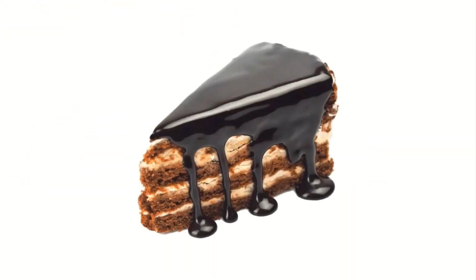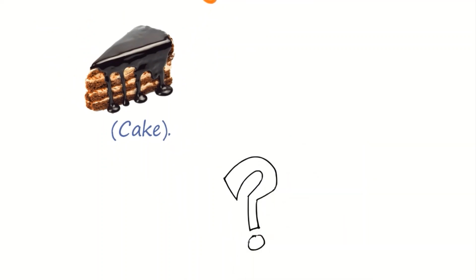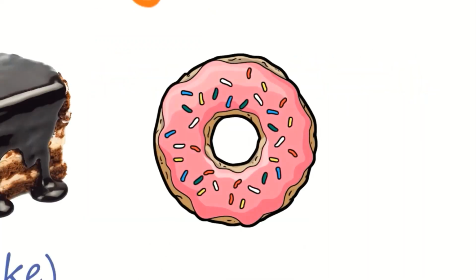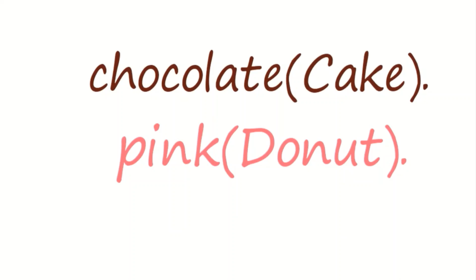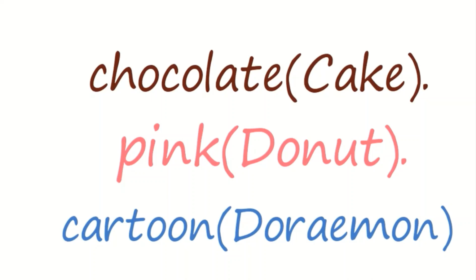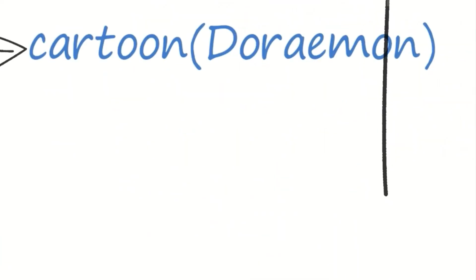As discussed earlier, the symbolic representation of this picture is cake surrounded by parentheses followed by a full stop. Is this enough information about the picture? It gives more information if we define it as chocolate cake. Similarly, for donut, we can mention pink donut. And for Doraemon, we can mention cartoon Doraemon in order to capture more detailed observation. Hence, chocolate, pink and cartoon indicate the relation of the symbols cake, donut and Doraemon.